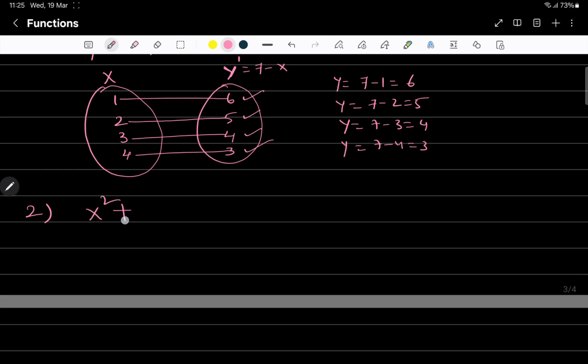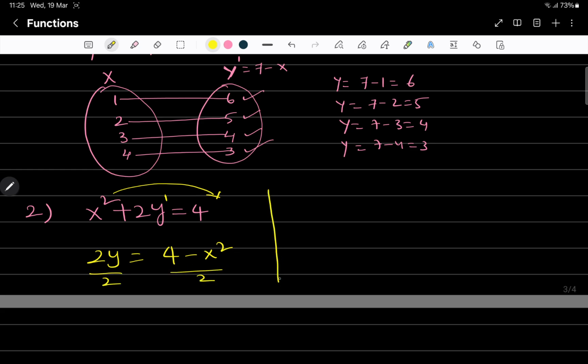x square plus 2y is equal to 4. Now what is the degree of y? Degree of y is only 1. So first we will solve this equation. 2y is equal to how much? Bring this x square over: 4 minus x square. Now divide by 2. Now how much will you get? y is equal to (4 minus x square) by 2.